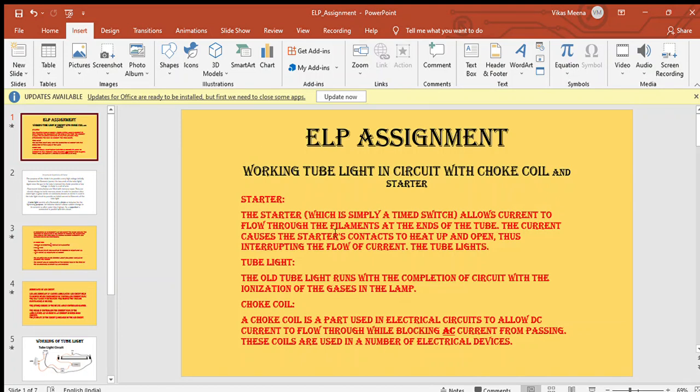I am a first year undergraduate student at IIT Delhi, and today I am going to present my ELP project, which is based on working of a tube light in a circuit with choke coil and starter.